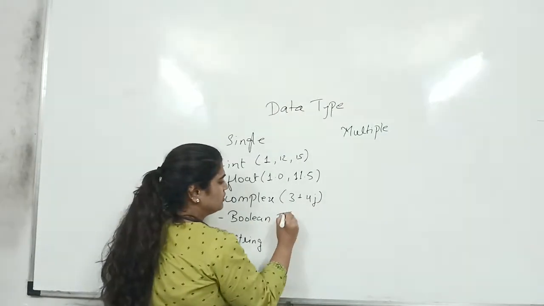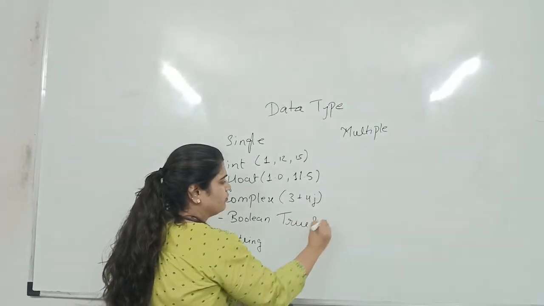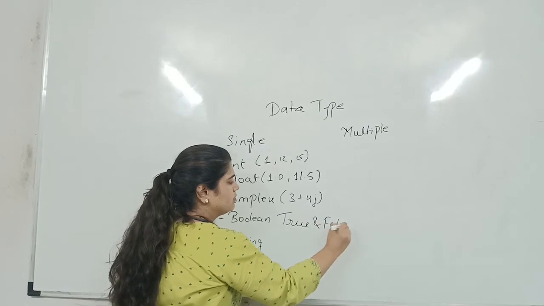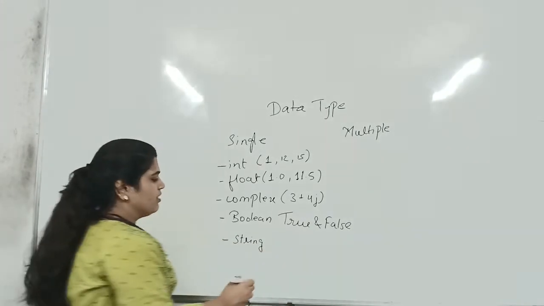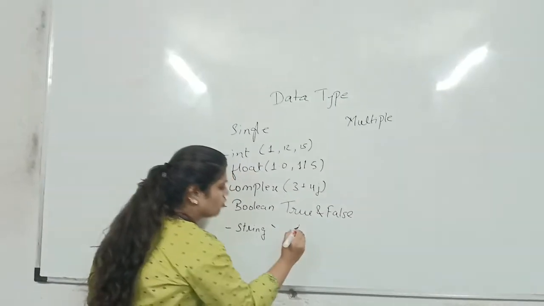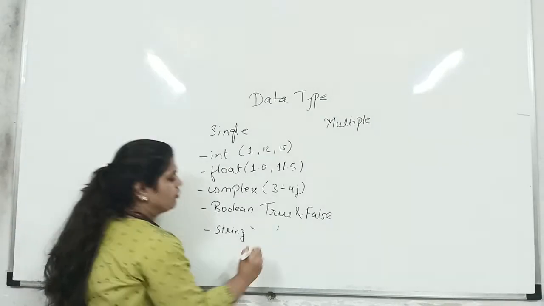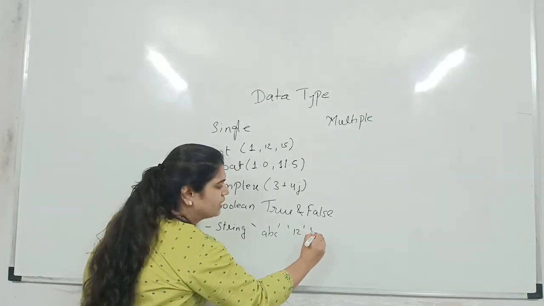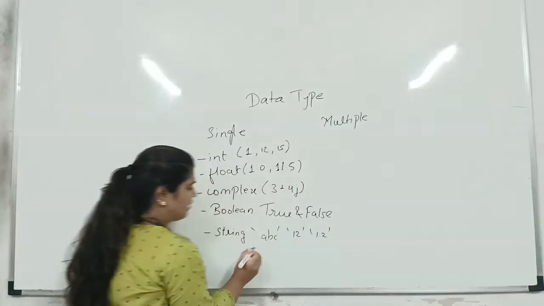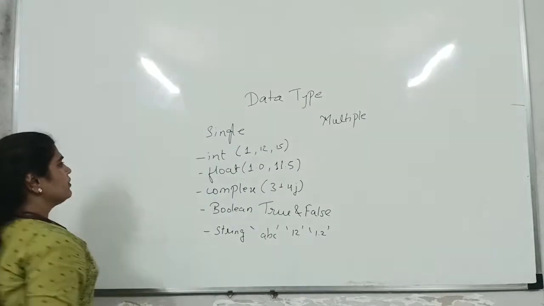Boolean is of two types, that is true and false. Boolean is used when there is a condition, whether the condition is true or false. In string, anything under the quotes is considered as a string, whether it will be alphabets or a number, float, anything in it will be in string format.